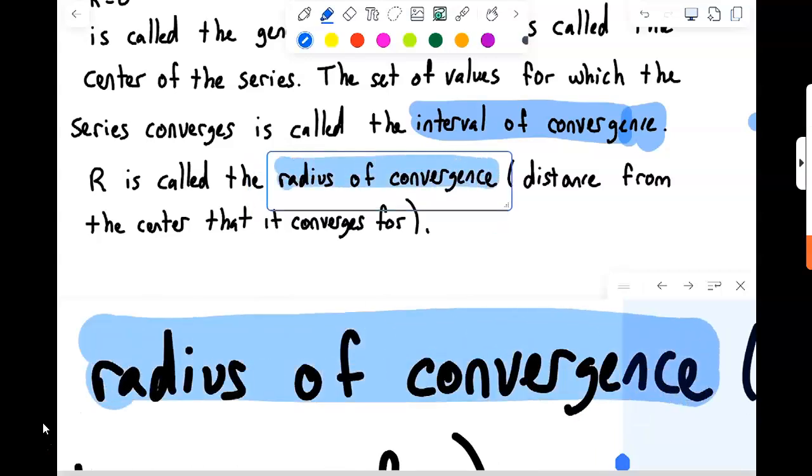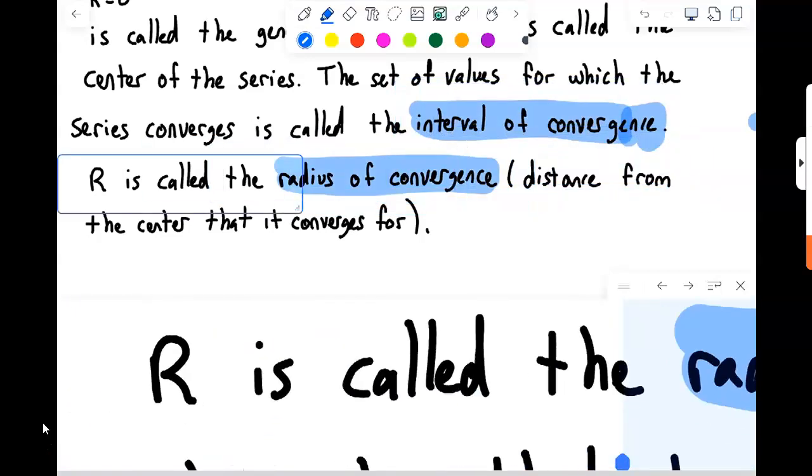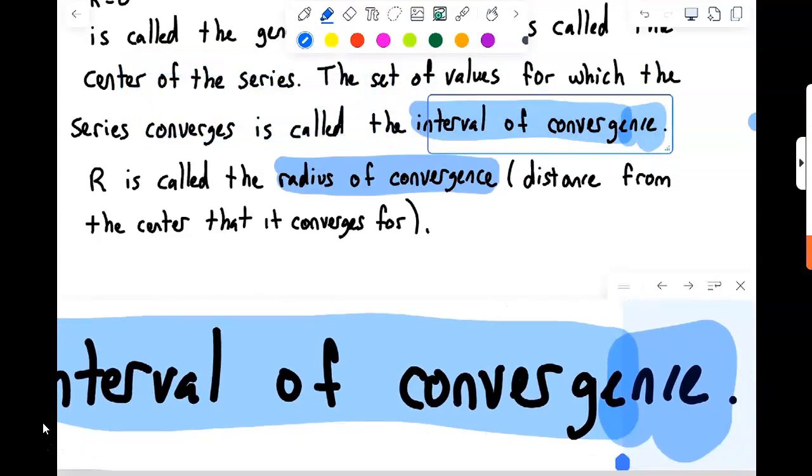So we'll be talking both about the interval of convergence, which is just going to be an interval of radius r about the center a. So we are going from a minus r to a plus r.